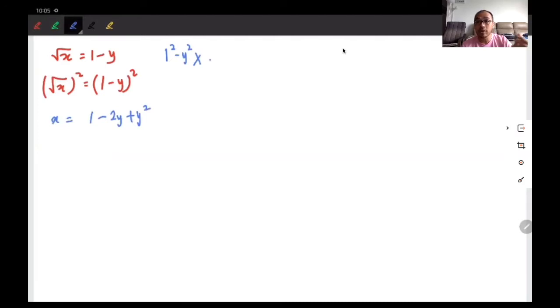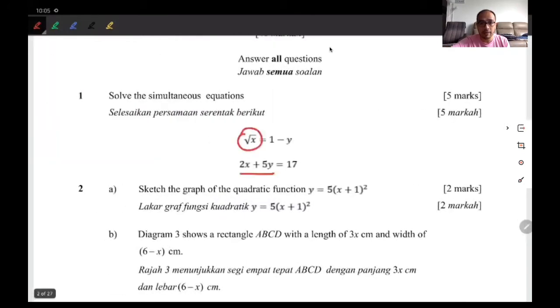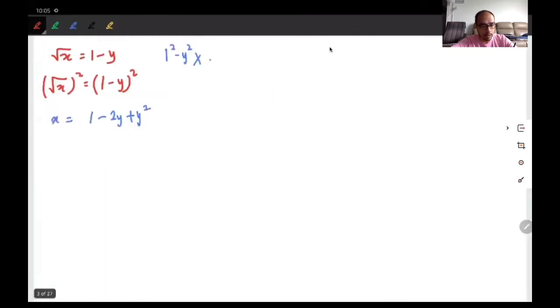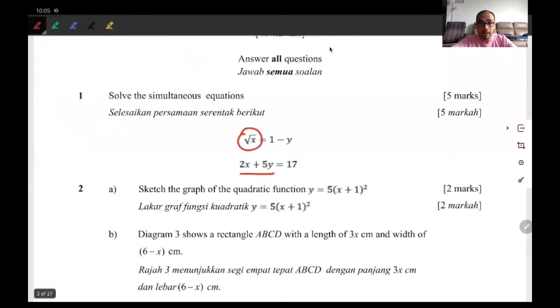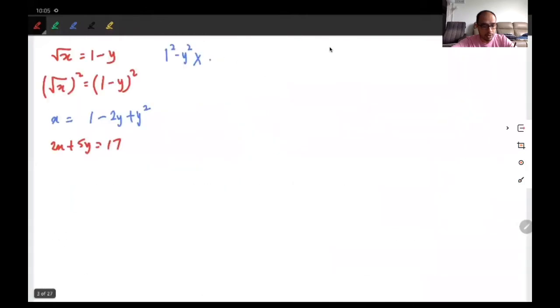Okay, and then you can substitute that into the second equation. Oh, sorry, the first. Is it the first or second? 2x plus 5y equals to 17. Then you substitute the x into here. So 2 times 1 minus 2y plus y squared plus 5y equals to 17. So on and so forth.